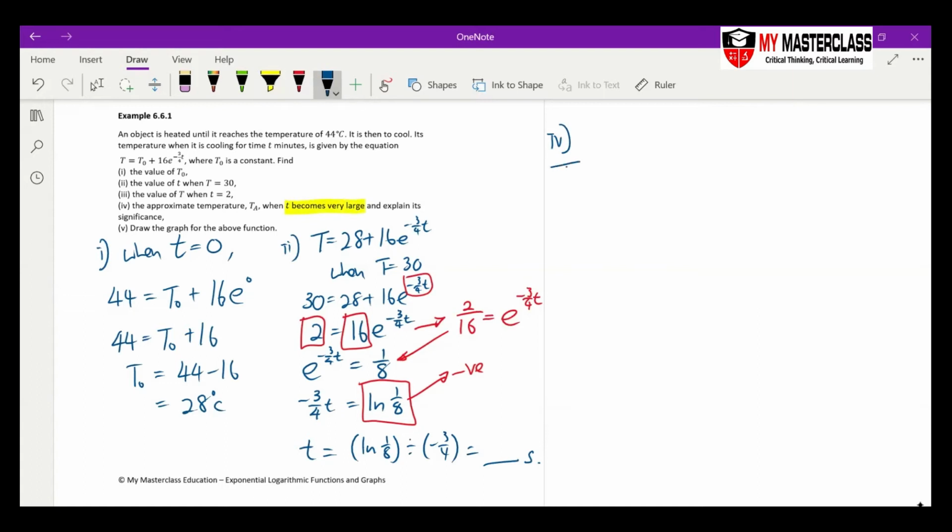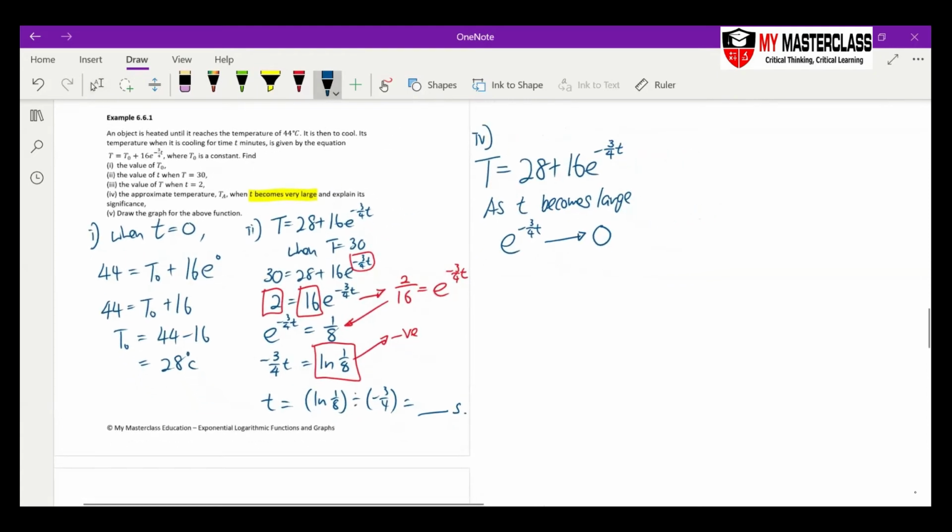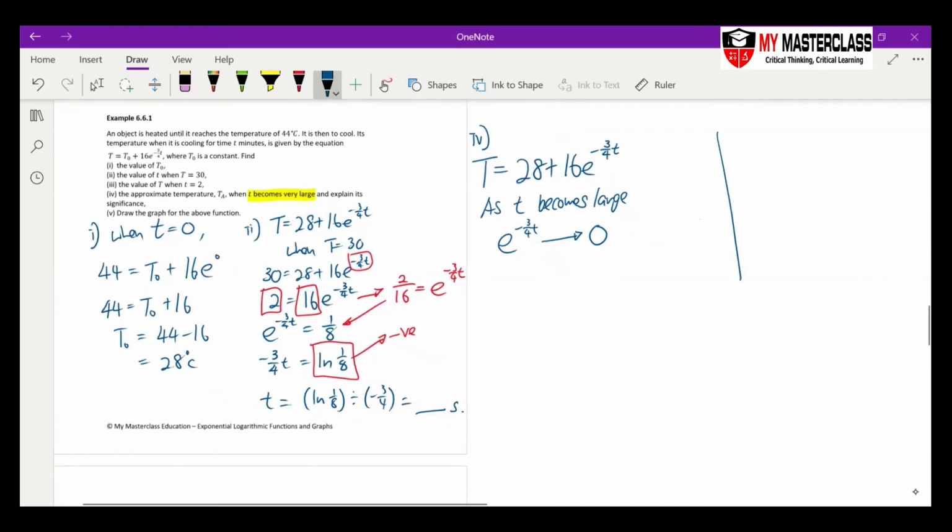Always start with T everything. That means T is equals to 28 plus 16 e to the power of negative 3 over 4 t. Look here at how I present that. Write down: as t becomes large, e to the power of negative 3 over 4 t, you cannot say equals to 0. It must tend towards 0.